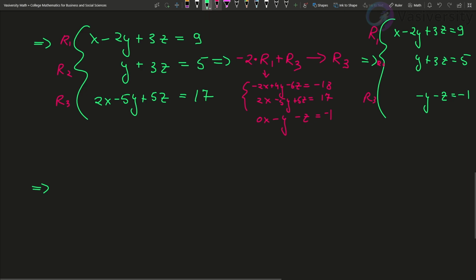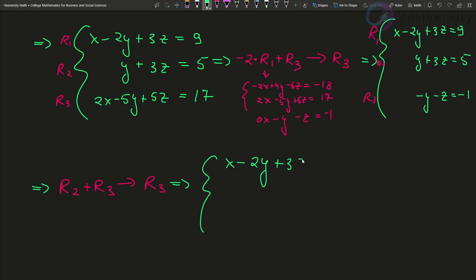Let's go ahead and add row 2 plus row 3, and we're going to change once again row 3, right? Because row 2 is already in the row echelon form. So the first row still remains x minus 2y plus 3z is equal to 9. Second row still remains y plus 3z is equal to 5. Meanwhile, the third row, we were adding it, y plus y, that's 0, y goes away. 3z plus negative z, that's going to be 2z, is equal to 5 plus negative 1, that is 4.